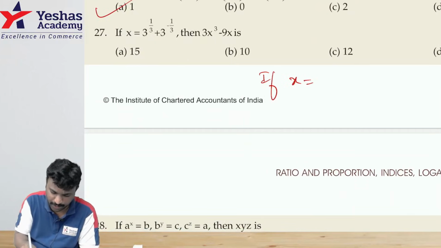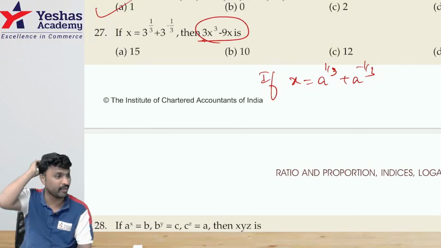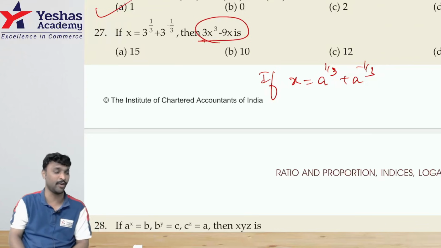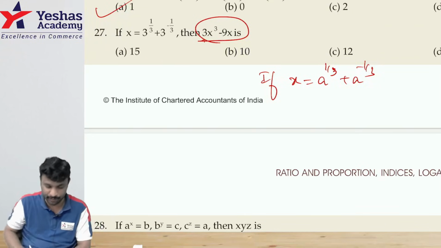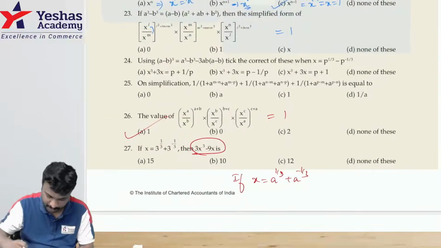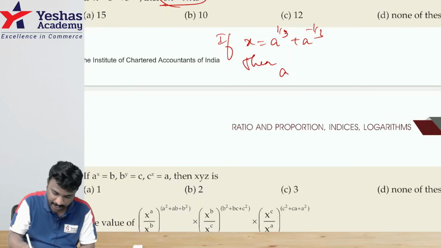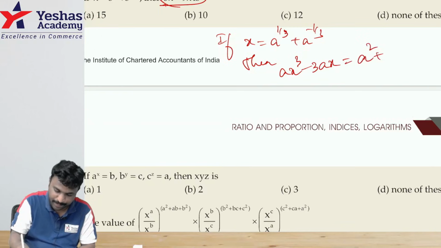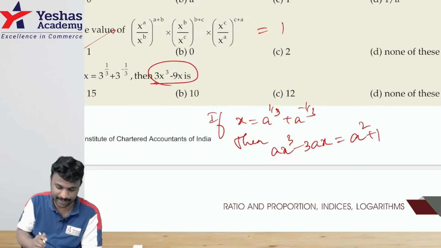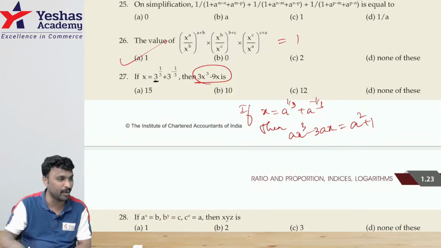If x is equal to a power 1 by 3 plus a power minus 1 by 3, if you look at it, it is not of the form x cube minus 3x, it is of the form ax cube minus 3ax. So which shortcut do I have to use? I think you have written that shortcut. Then ax cube minus 3ax is equal to a square plus 1. Guys, you just have to examine what is the value of a. In place of a, what is given?